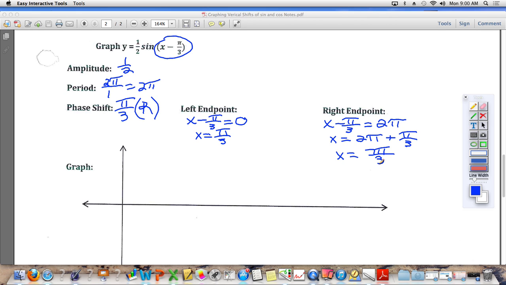So you know your graph is going to start at pi over 3. It's going to end at 7 pi over 3. Again, we have a period of 2 pi. Okay. Little practice.